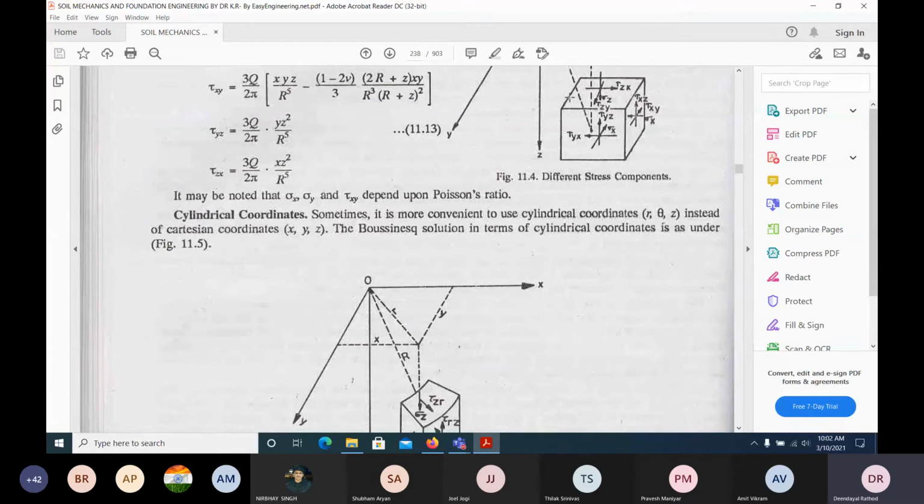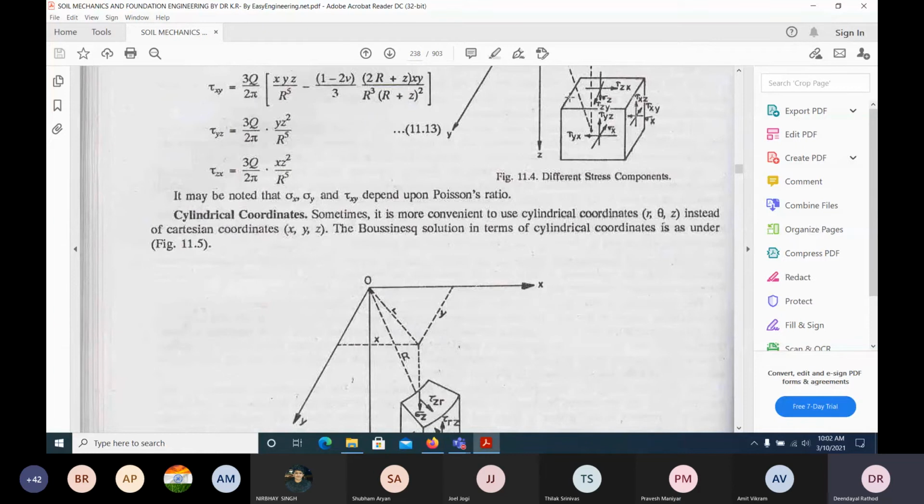These are the three confining pressures, you can say: confining sigma x, sigma y, sigma z. Three confining stresses on a small element, confining stresses sigma x, sigma y, sigma z. In addition to the confining stresses, there would be shear stresses also in the element of soil.